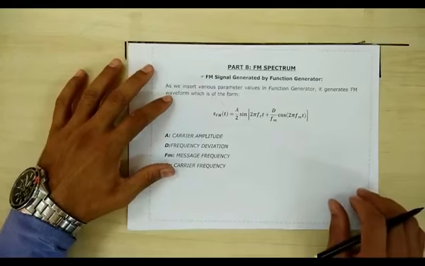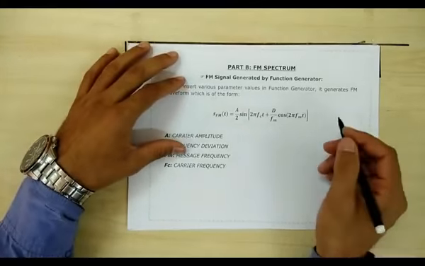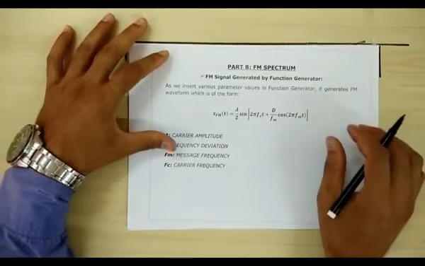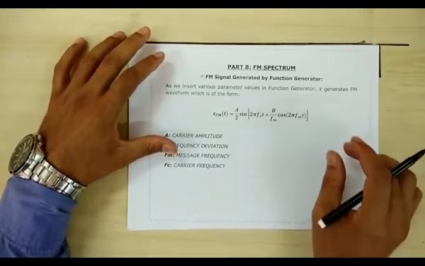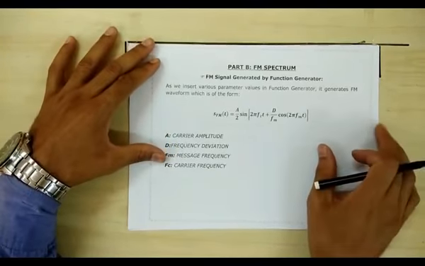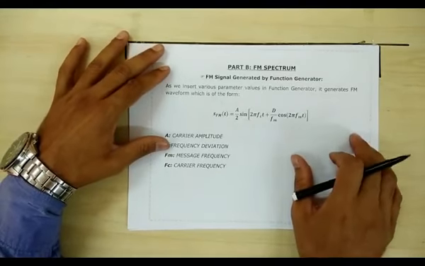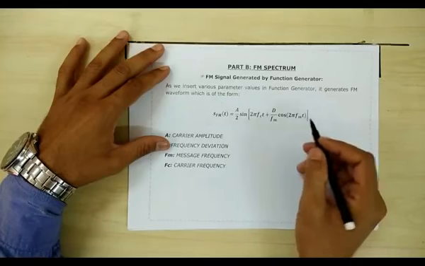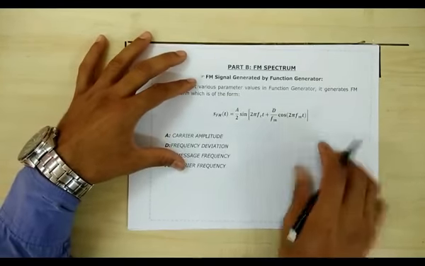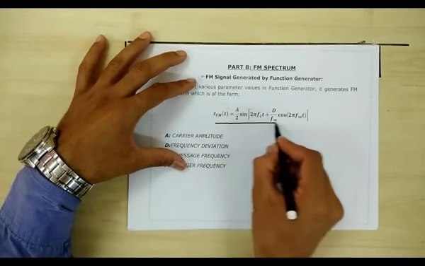In this video, we are going to see the second part of the experiment, which is FM spectrum analysis. Again, the FM signal whose spectrum we are going to see on the spectrum analyzer, we are going to generate it by the function generator. So depending on the values that we give, the function generator generates an FM signal which is of this kind.